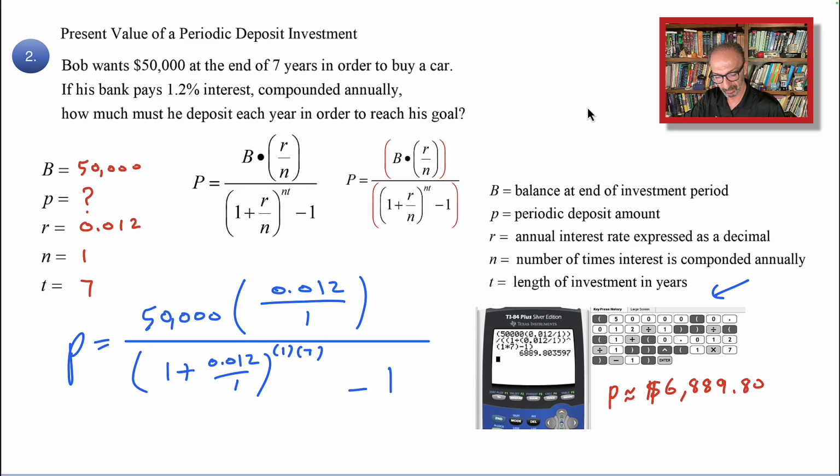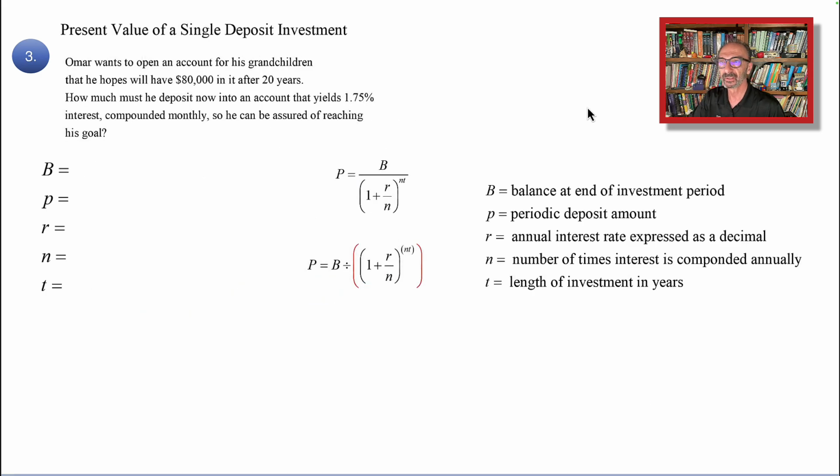Let's go to number 3. Present value of a single deposit. So you're gonna give them a single deposit, and we want the present value, knowing the balance at the end. Omar wants to open an account for his grandchildren that he hopes will have $80,000. So we have $80,000. That's the balance.